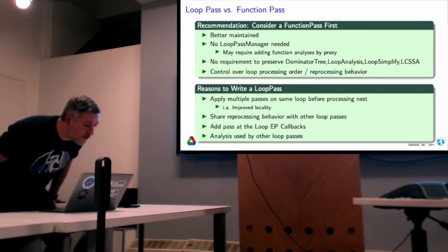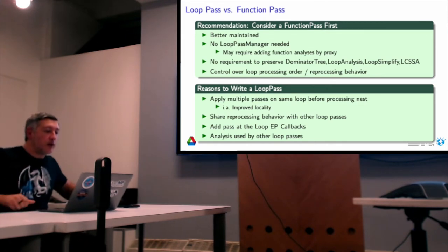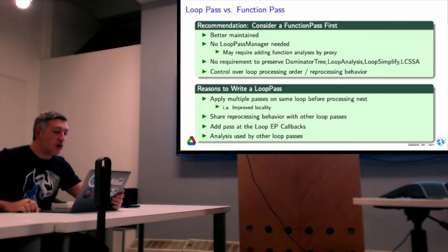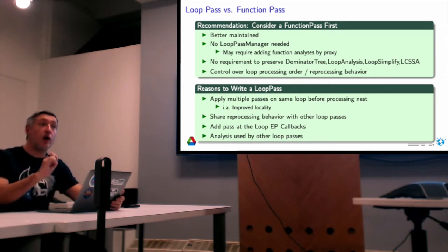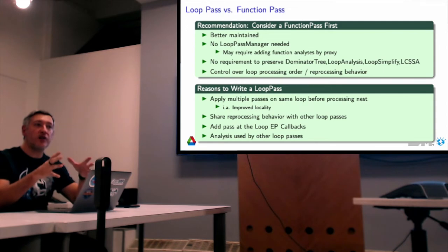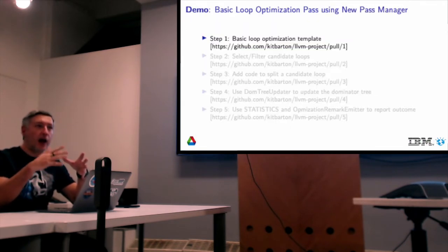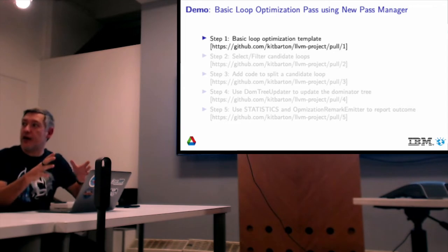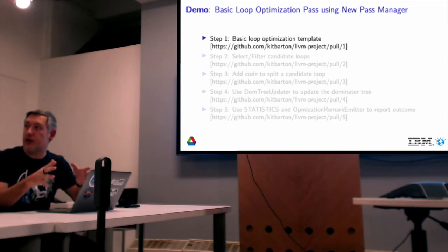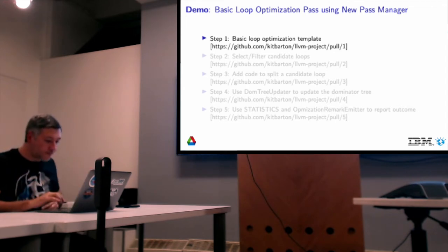So the first step is going to be to create a very simple template, a loop optimization template. We're only going to talk about one pass manager. In LLVM, there are two pass managers: the new pass manager, which has been around for years, so it's not so new anymore, and the legacy pass manager, which is the default pass manager. We're going to talk about the new pass manager because eventually it is going to be the only pass manager in LLVM.